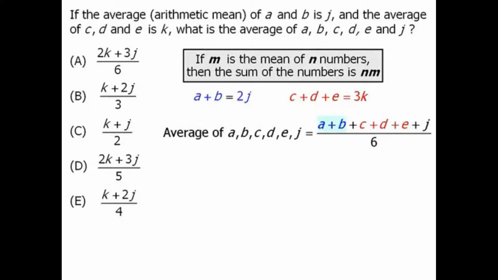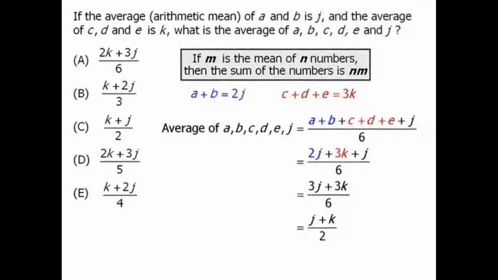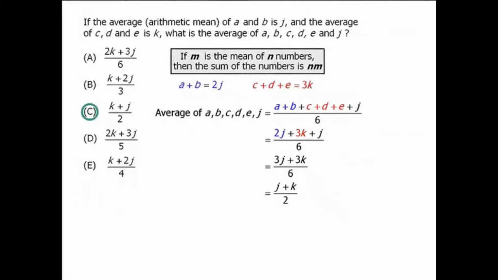Now A plus B we already know is equal to 2J. And C plus D plus E we know is equal to 3K. And to this we'll add J. From here we can simplify the numerator. And now we can divide both top and bottom by 3 to get J plus K over 2. So our answer then must be C.